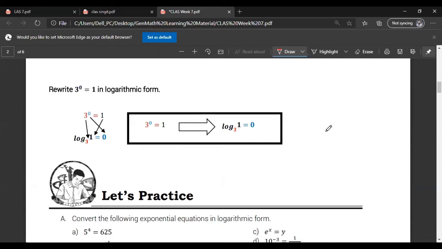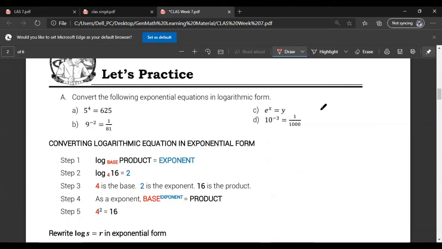Okay? So, that is our conversion of exponential to logarithmic. Now, I have here examples. Since I gave you some examples earlier, maybe you can just try these at your home. In the Let's Practice part, at the end, there is an answer key. So kindly check your answers at the back if you got it correct.